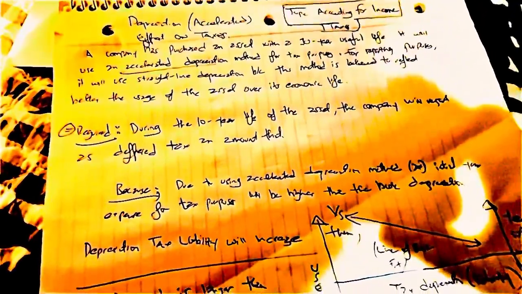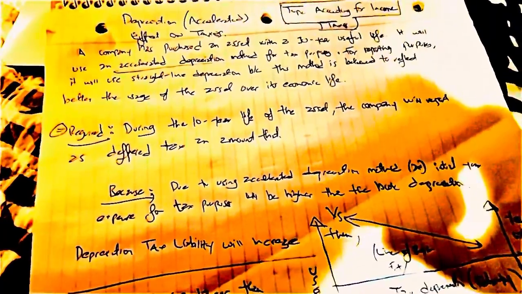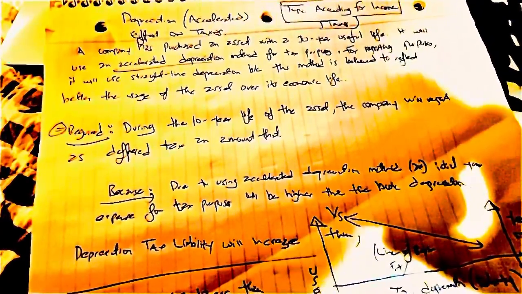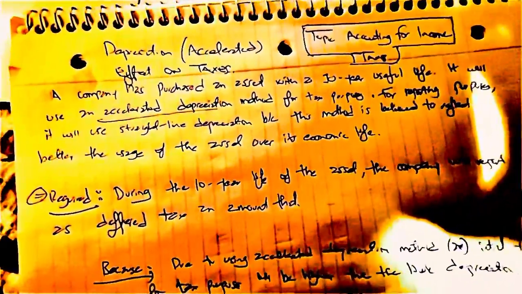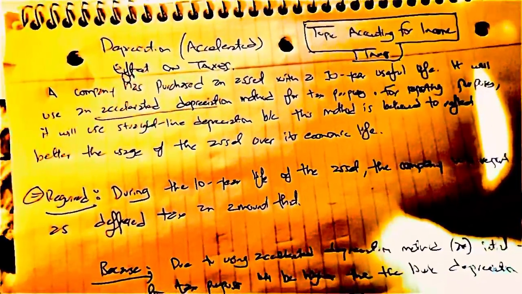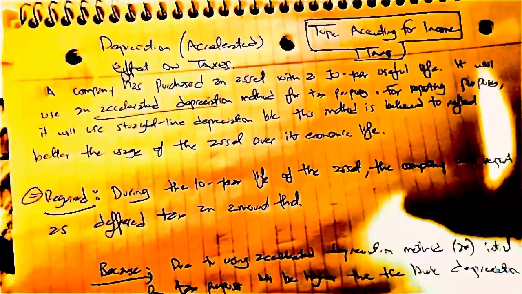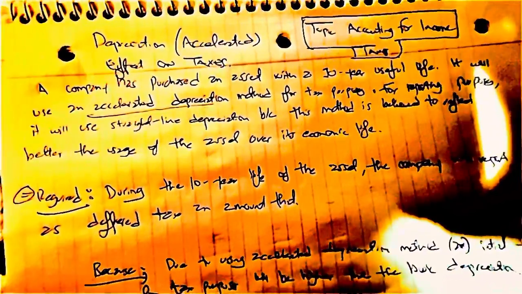Okay, this is still part 1. This is a depreciation question, and its effects on a tax liability. So the question is, a company has purchased an asset with a 10-year useful life. It will use an accelerated depreciation method for tax purposes. For reporting purposes, it will use straight line depreciation because the method is balanced.